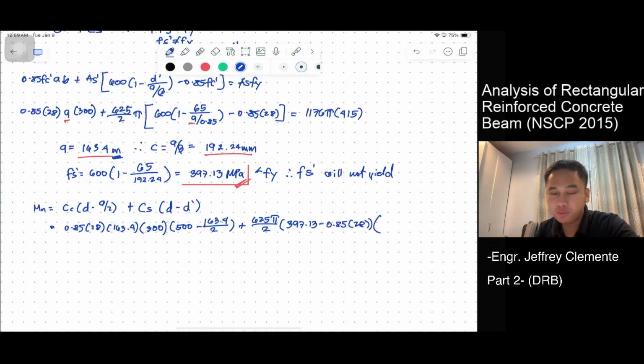So, mag-subtract ka pa ng 0.85 FC prime 28. Okay? So, now we multiply it to the moment arm, which is 500 minus D. D minus D prime. So, D prime natin is 65. So, we'll get an Mn of what? We'll get an Mn of 647.4 kilonewton meter. Okay?